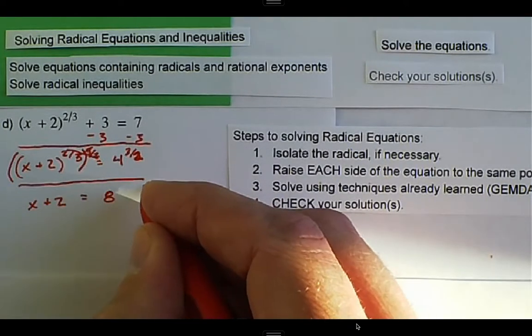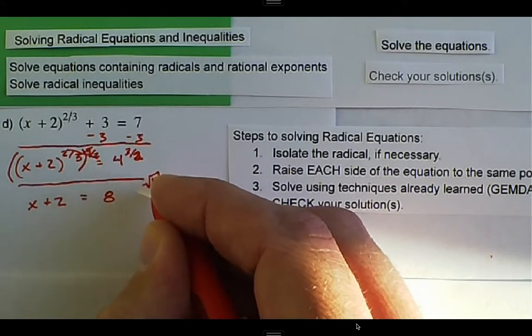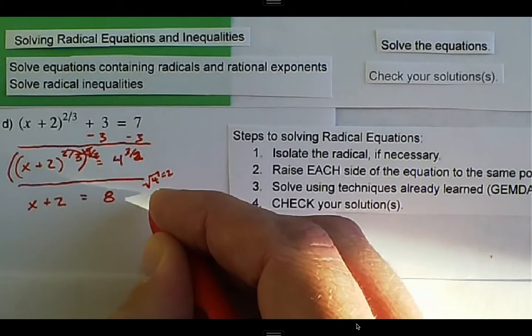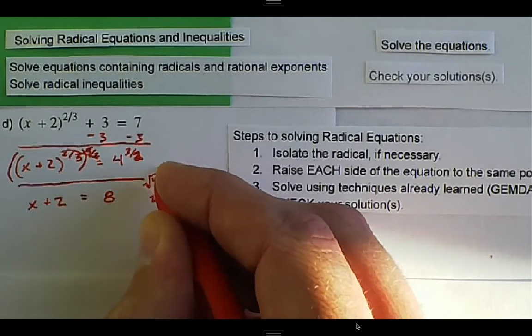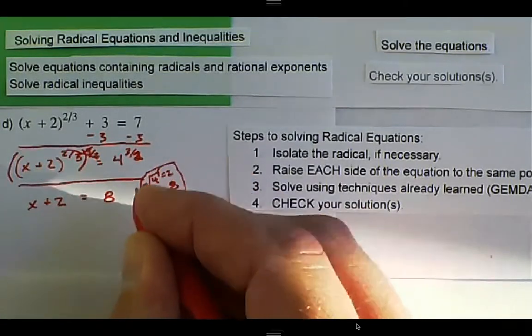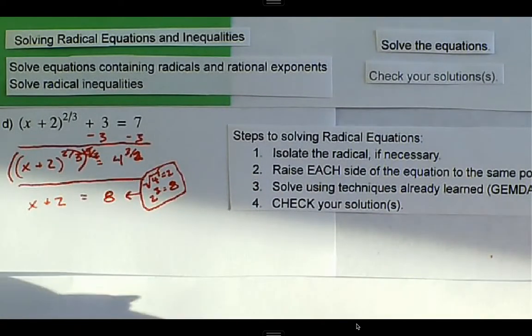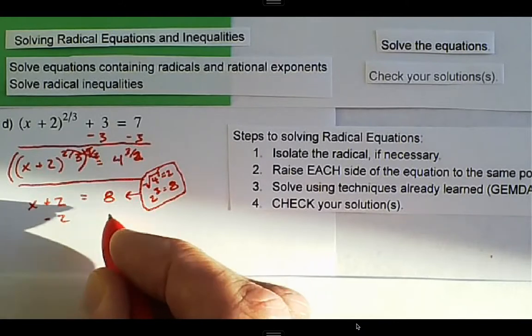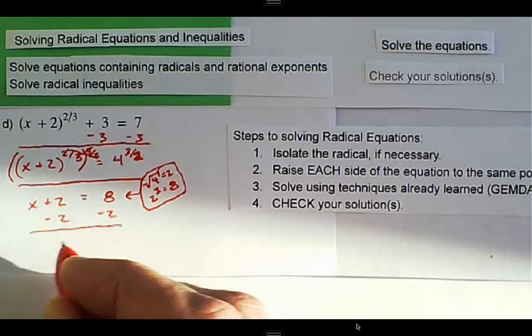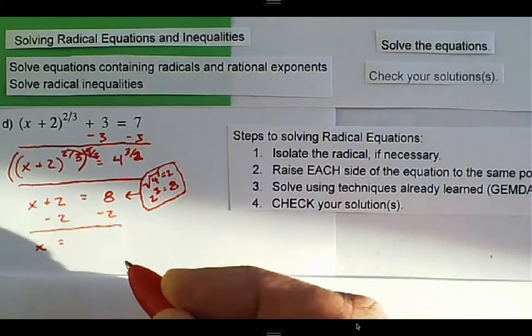So we took the square root of 4, that is equal to 2, and then we said 2 cubed is equal to 8. That's how we got there. Next thing, you have to get the variable by itself, so we subtract 2 from both sides, and we get x is equal to 6.